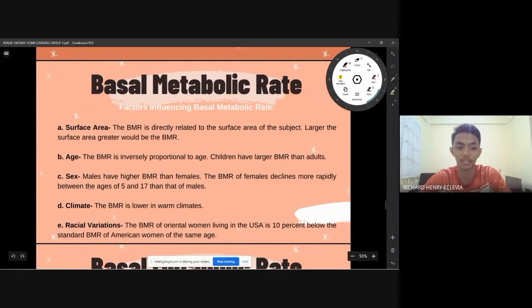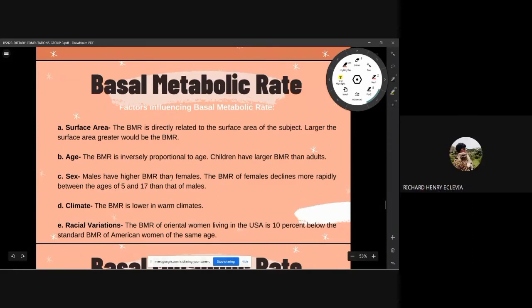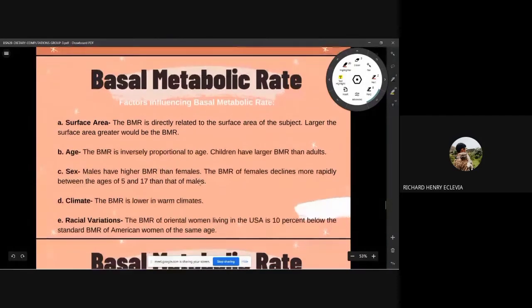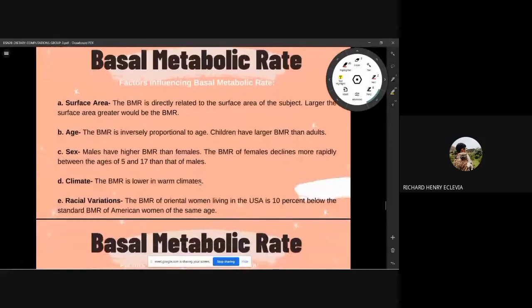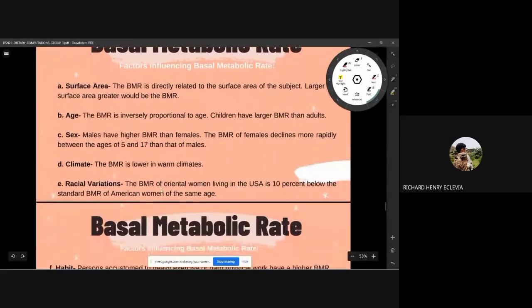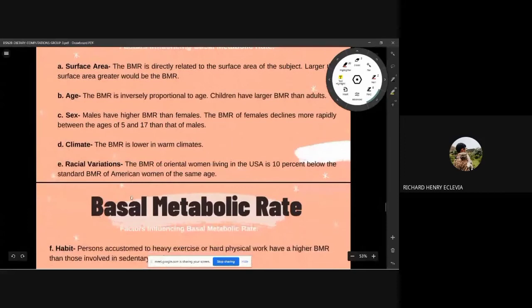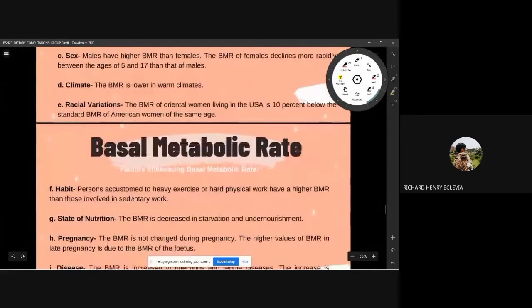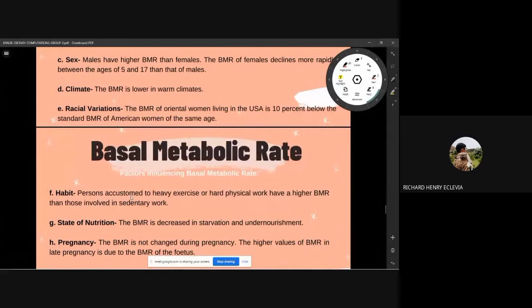Next is for the sex. Males have higher BMR than females. Siyempre kasi mas intense yung mga physical activities na ginagawa ng males daily kesa sa female. For the climate, the BMR is lower in warm climates. Racial variations, it depends on the race. And habits, kung yung lifestyle niya is kunyari puro hard work or heavy exercise, syempre kailangan niya ng higher BMR.